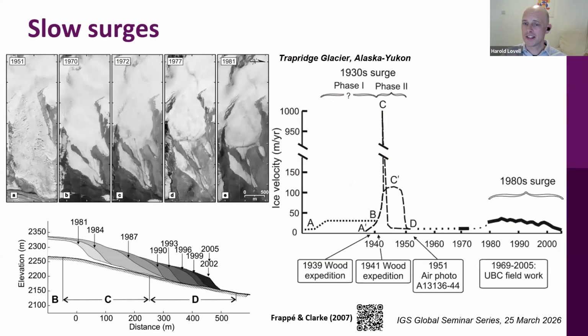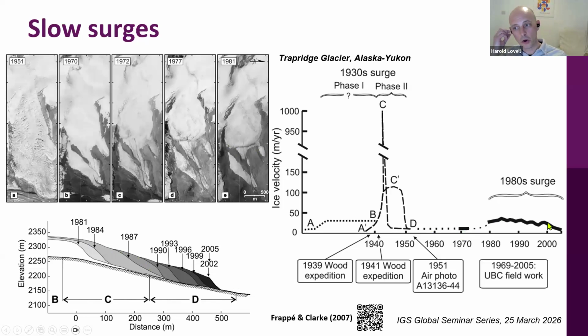We get slow surges. This is the classic example of Trapridge Glacier in Alaska Yukon. We've got a series of images of the glacier. The one on the far left is pretty much immediately following a previous surge, and you can see how broken up and crevassed the glacier is and fairly extended. And then we're seeing the quiescent period, and then by the late 70s, a very clear development of this topographic surge bulge. The lower plot tracks the progression of that surge bulge over 20 odd years or so. And then here we've got the velocity profile. This is the more recent surge, and you can see that it started to increase ice velocities and then didn't really go anywhere.